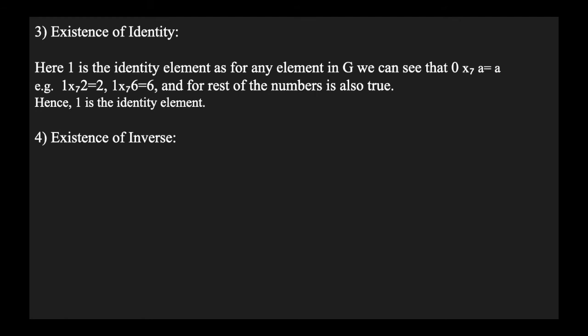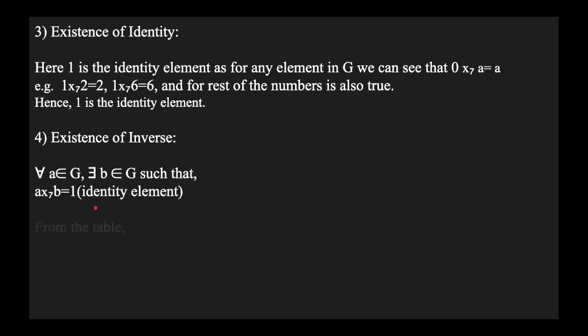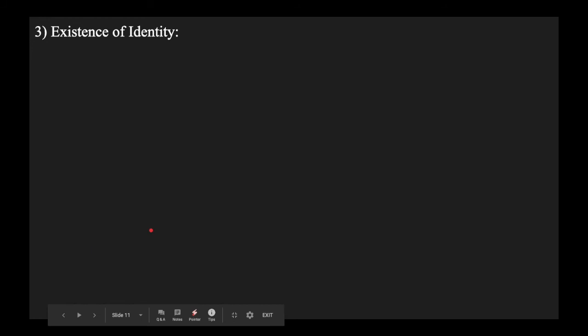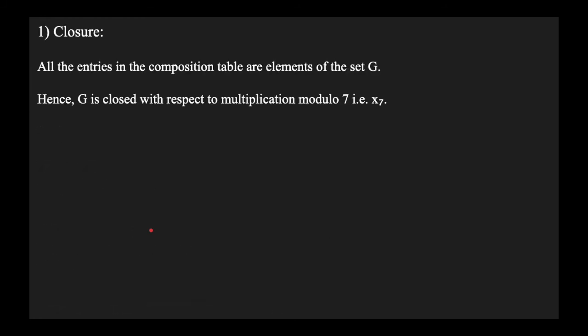Now existence of inverse. That means for every a belonging to G, there must be b in the given set such that a multiplication modulo 7 b equals the identity. Here the identity element is 1, so 1 is written. From the table, for example, the inverse of 3 is 5. How? Let's consider the table.